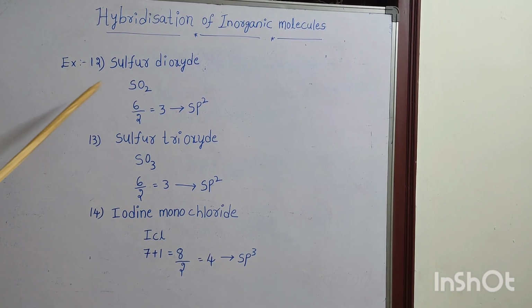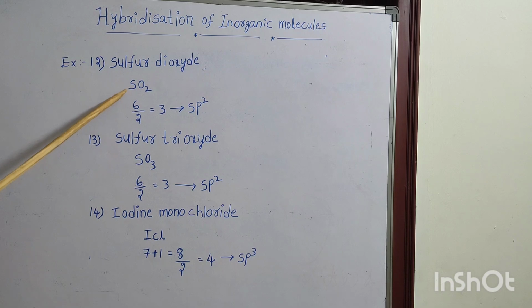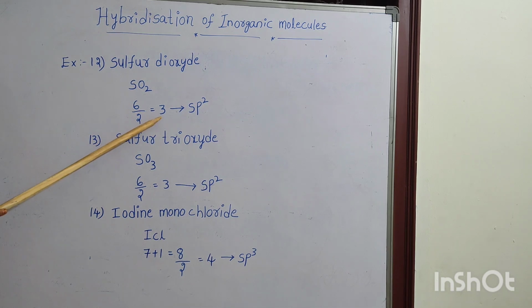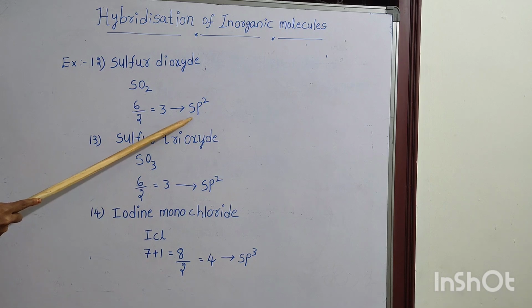Next example, sulfur dioxide, SO2. In this, sulfur is the central atom, so sulfur valency is 6. So 6 divided by 2. Here oxygen valency is not considered. Oxygen is a bivalent atom, so we neglect the oxygen valency. We should take only sulfur valency. So sulfur valency divided by 2, we get the quotient 3. That means sp2 hybridization.